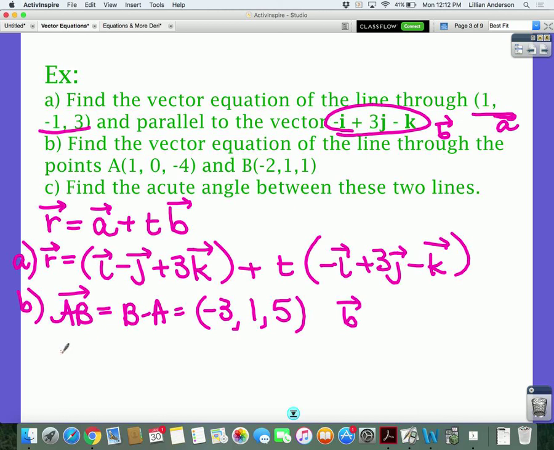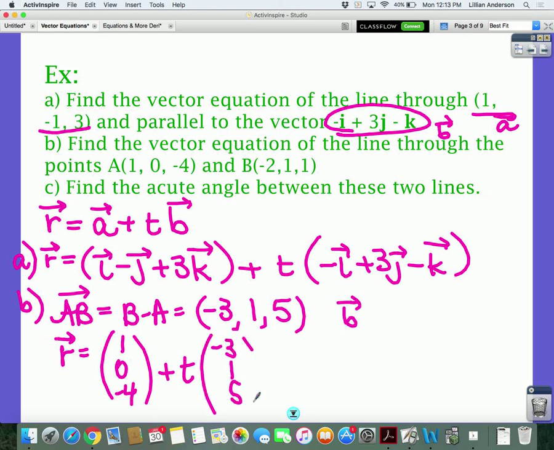Cool. So our equation can be written in the same format, or you can write it in column format. Which way do you want to do it? Column. Cool. So then you'll do your position vector, 0, 1, negative 4, plus your parameter, and then your direction vector, negative 3, 1, and 5. And that's it.